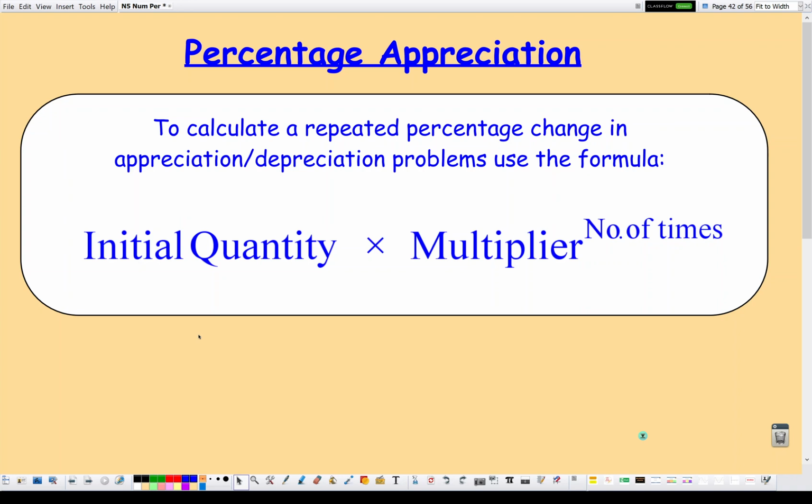To calculate a repeated percentage change in appreciation problems, so things that go up, or depreciation, things that go down, use the formula. So it's the initial value, the initial quantity, which was the starting salary of the teacher in this case, times the multiplier, so the percentage increase or decrease as a decimal, and then to the power of how many times I am repeating it. Is it over 3 years? It'd be to the power 3. Is it over 5 years? It'd be to the power 5. So copy that down just now, please. It's really, really important.